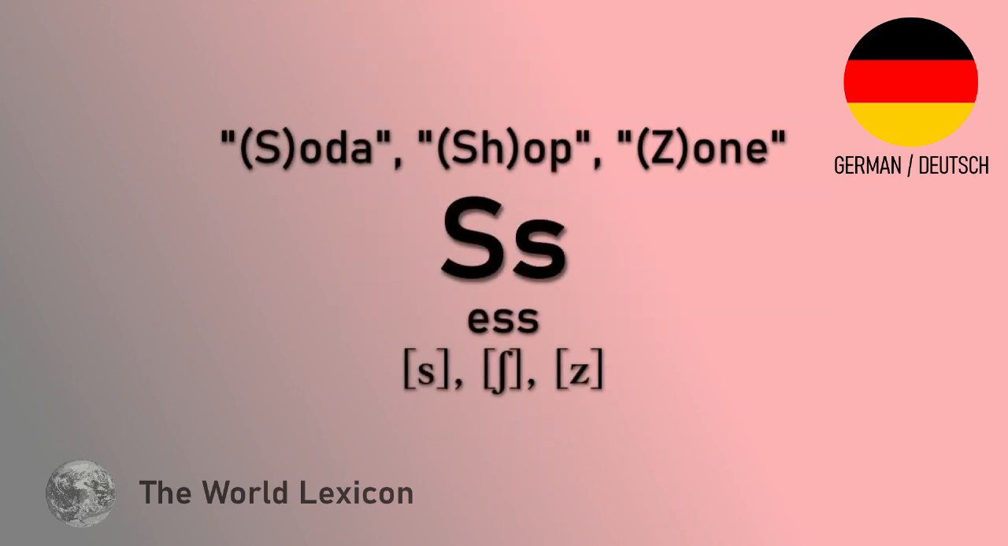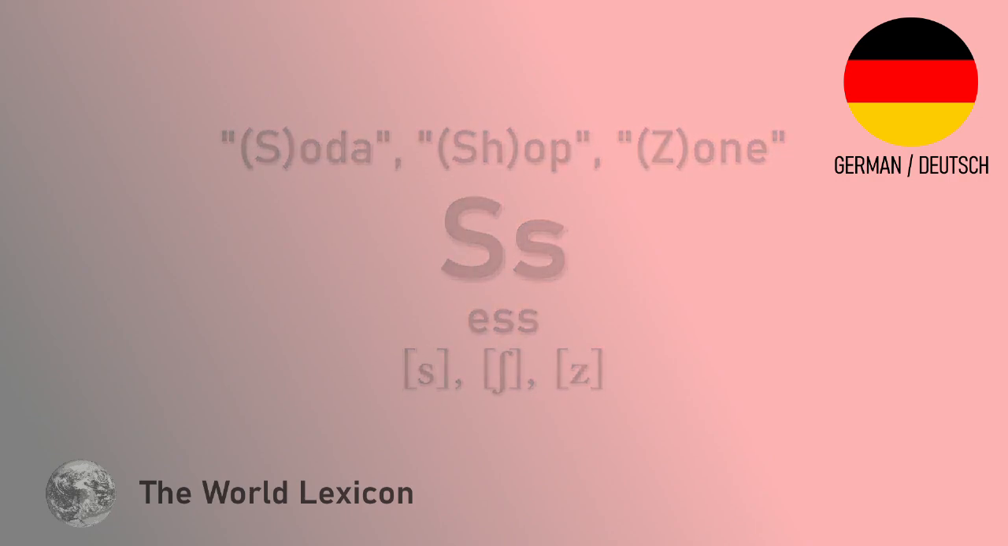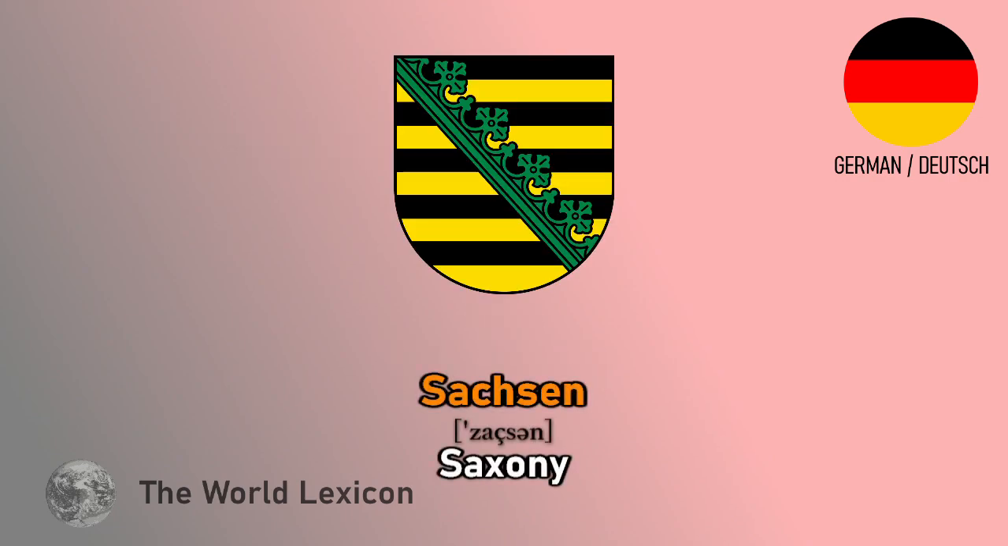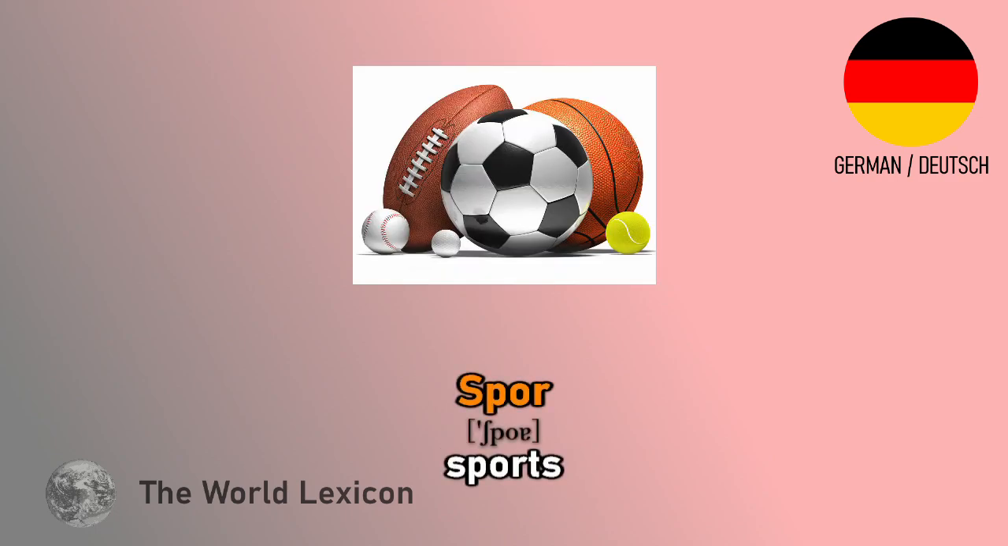This letter is S, and it can have a few different sounds. In most cases, it's just S, like the S in English. Though, if it comes before another consonant, it may make an SH sound. In other cases, where it comes behind a vowel, sometimes it will make a Z sound, like the Z in English. Sachsen. Sport.